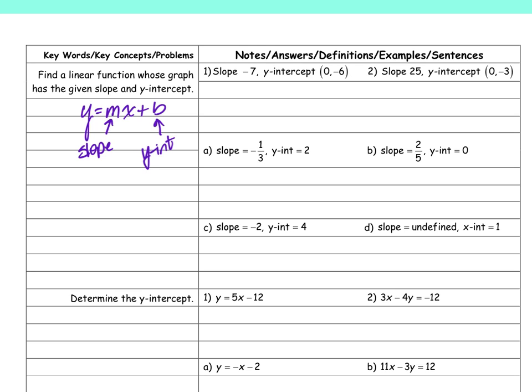So here's my m. -7 is my m, and this is my b, that's my y-intercept. So all I'm going to do is substitute them in. I'm going to take the m out, put the -7 in, take the b out, put the -6 in, write my equation, and that's it. So I've got y equals -7x minus 6. Done.